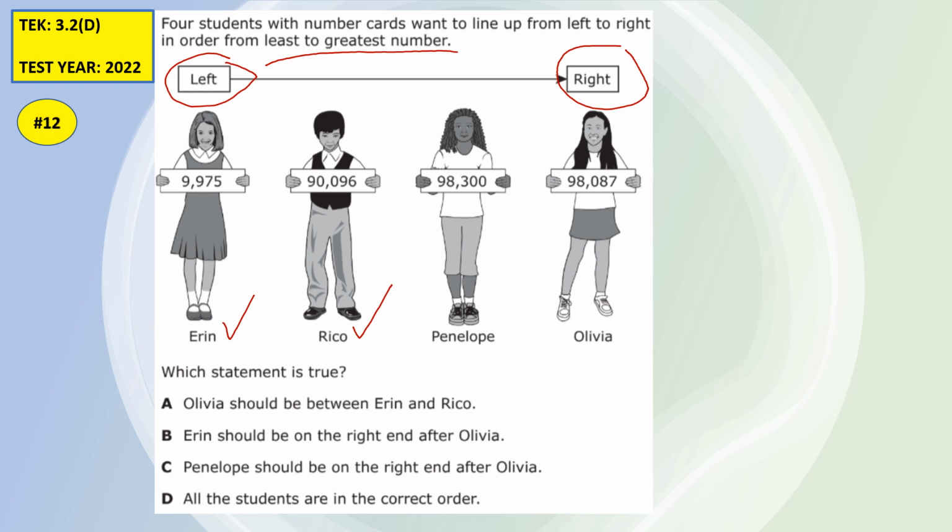Now, Olivia has a 0 in the hundreds place of her number. And Penelope has a 3. Olivia's number is smaller than Penelope's number, so Olivia should actually be the third person in line, which means Penelope should be the last person. So Aaron should be number 1, Rico should be number 2, Olivia should be 3, Penelope should be 4.